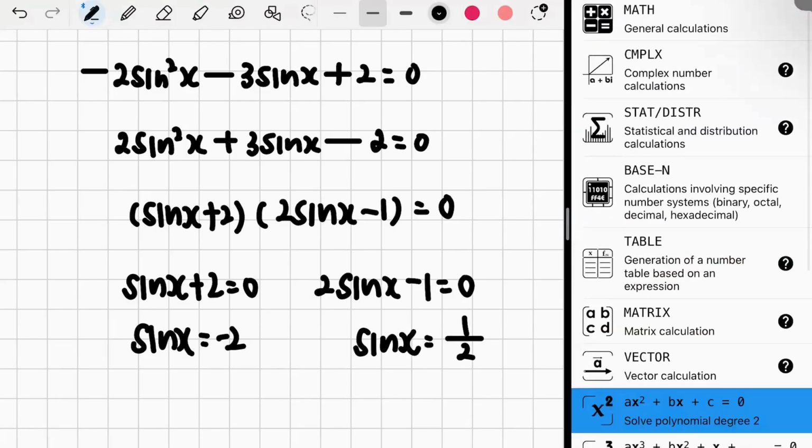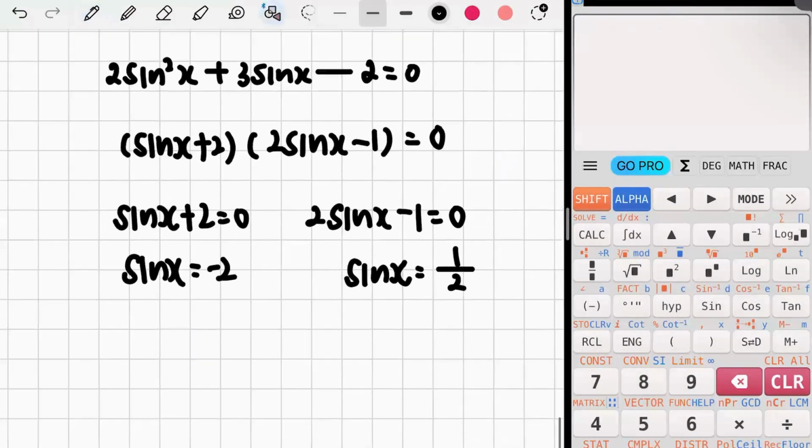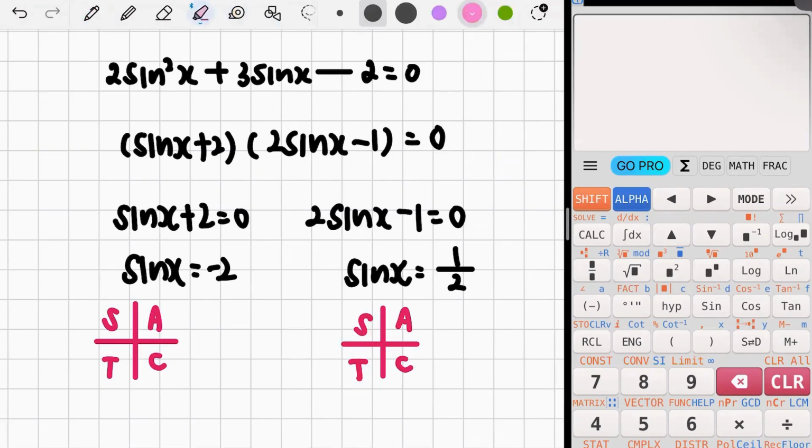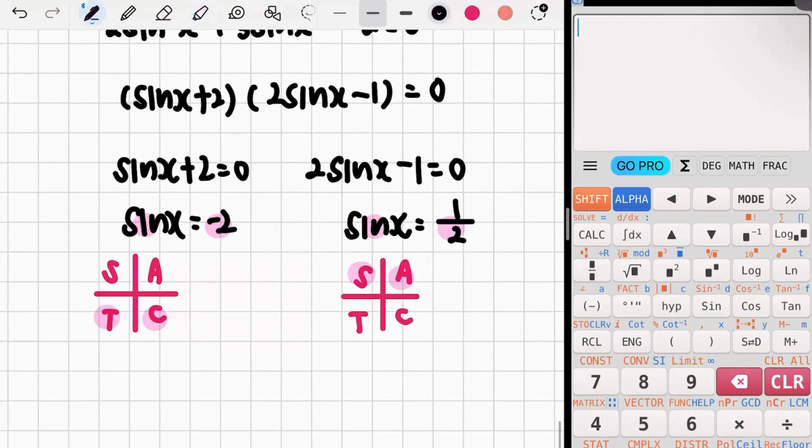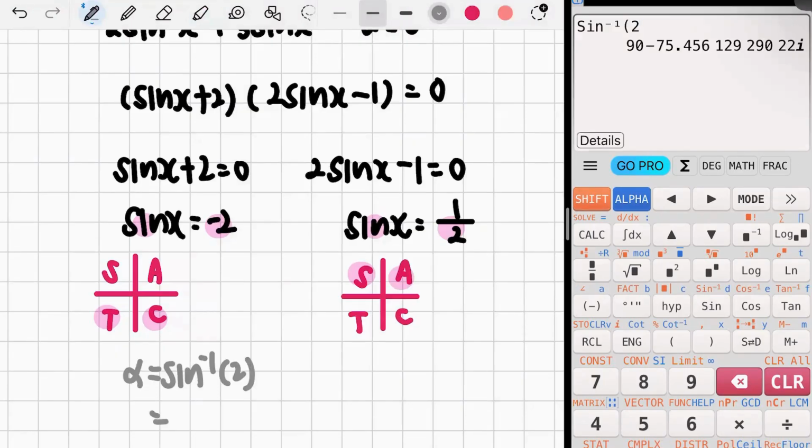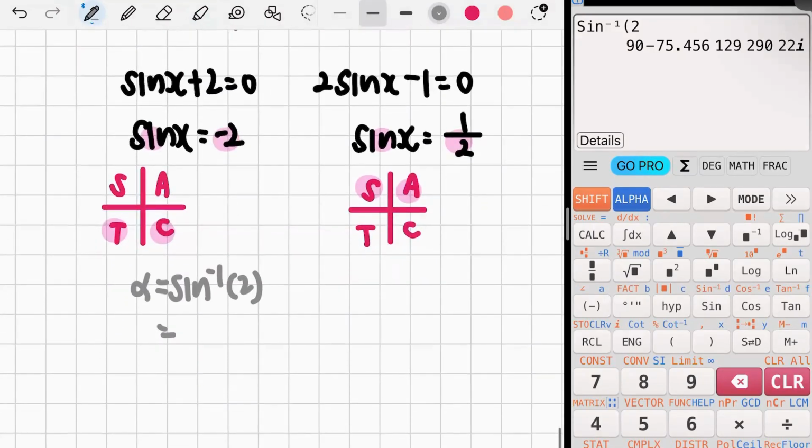Okay, so when you reach this point, we have so many things going on here. So what I'm going to do is I'm going to do my ASTC first. ASTC. So your sign is negative, which is these two, and your sign is positive, which is these two. So doing my basic angle, I'm going to write this in gray. I'll explain to you why later. I'm going to sine inverse 2, not negative 2. When I sine inverse 2, your calculator will show you math error. Okay, but mine shows an i. So what does this math error mean?